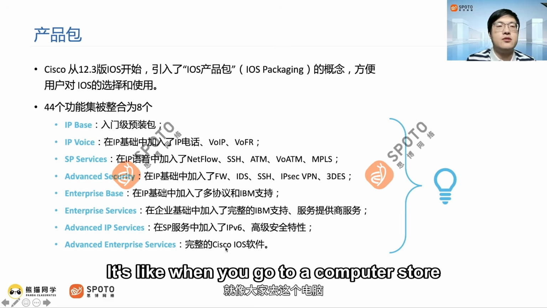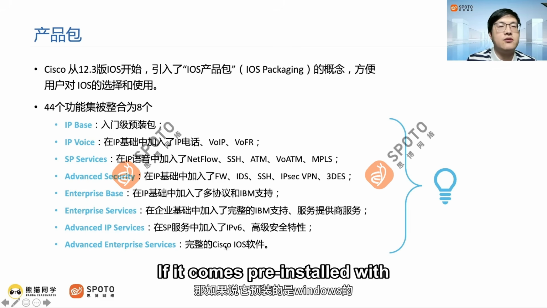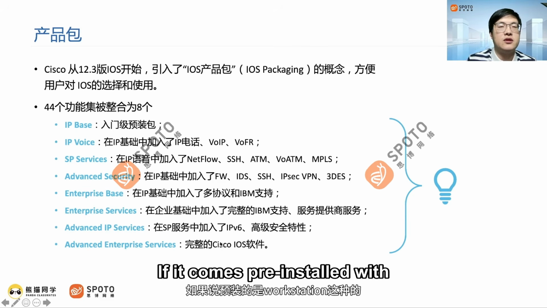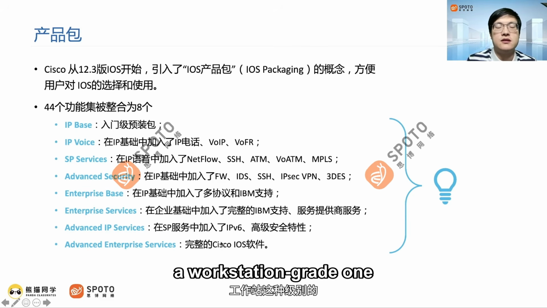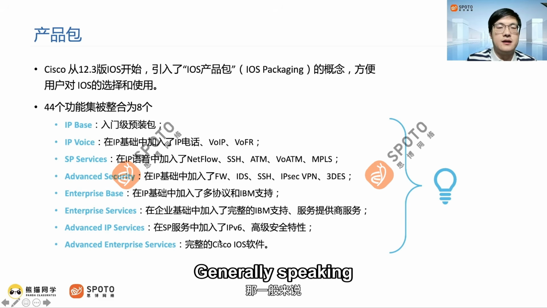It's like when you go to a computer store and buy a computer. If it comes pre-installed with the Windows Home Edition, the price is lower. If it comes pre-installed with the Workstation Edition, then its price will generally be higher.